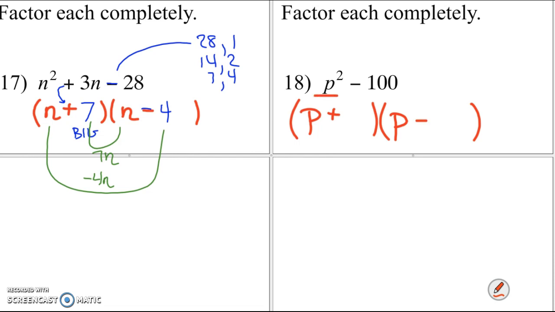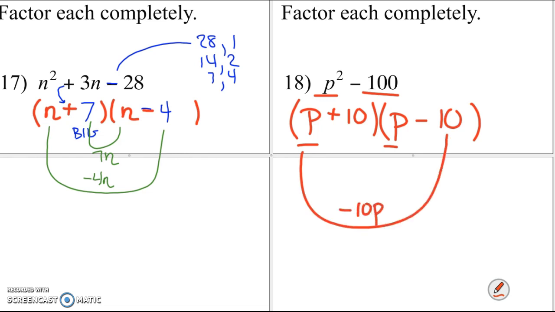And so this is a perfect square, right? Square root p and p. And 100 is a perfect square, square root 10 and 10. Ta-da! If you check your outsides and your insides here, you're going to get a negative 10p, and you're going to get a positive 10p. And when you add those together, you get a 0, which is why we don't have a p term.